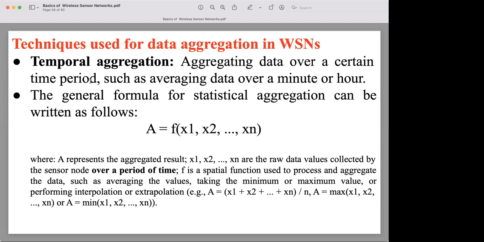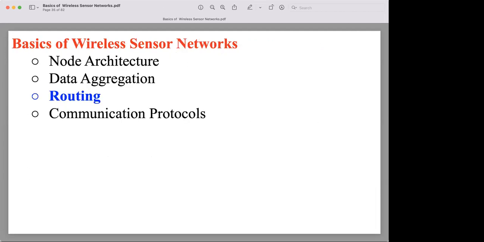Sometimes the time is important. If you want to monitor an office, then daytime is much more important as compared to night time. So in this case, we can take the aggregation or take the decision based on the average of the day and night time data. So this is based on your application, what application you are using.